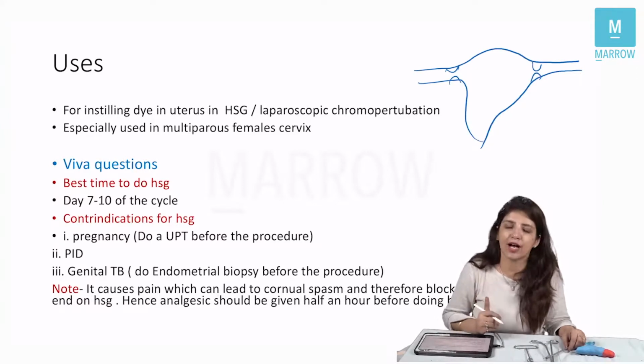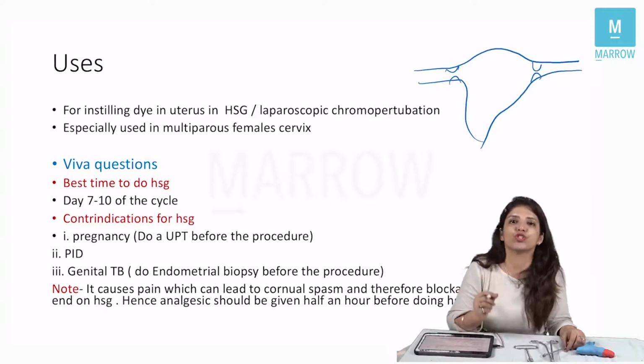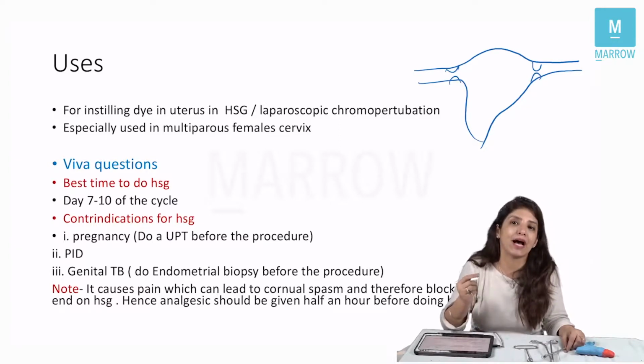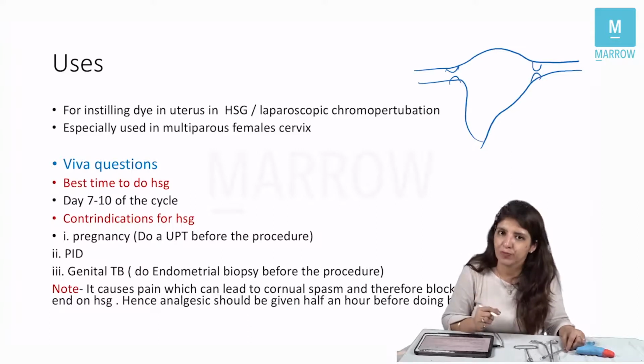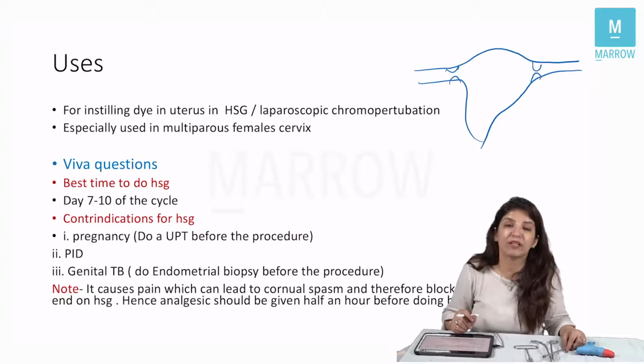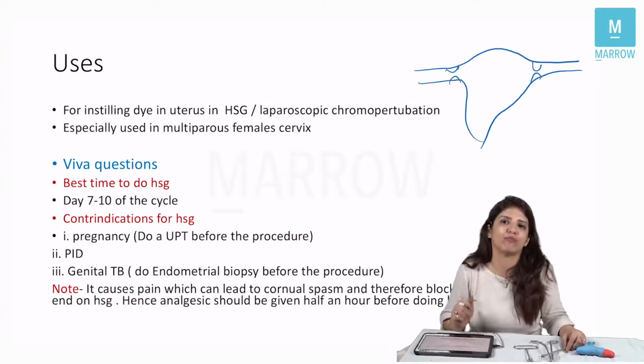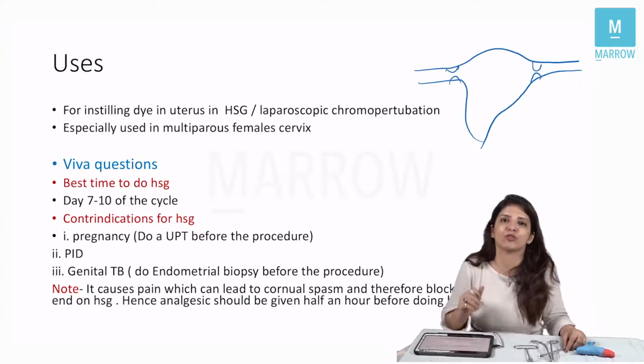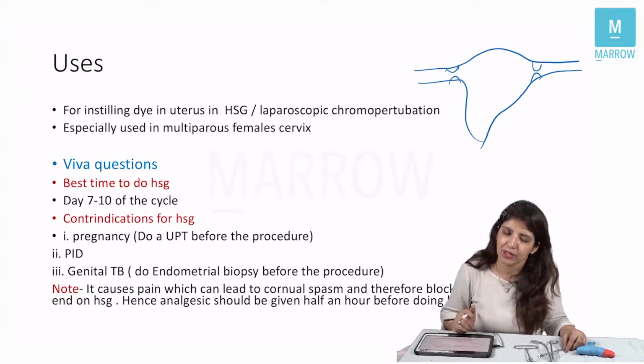So if the question comes, what is the most common cause of bilateral cornual block on HSG? If the examiner asks you this, you are going to say, ma'am or sir, this is physiological, because of the spasm of the tubes. The same question can be asked in your PG entrance exams also. But if the question is, what is the most common pathological cause of bilateral cornual block? Then your answer becomes genital TB. Clear?